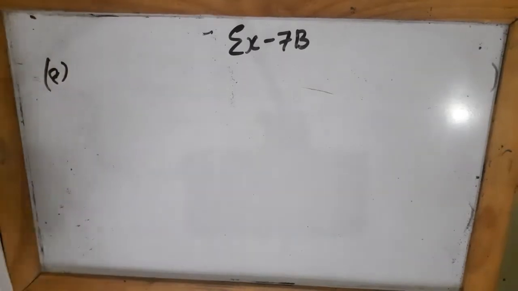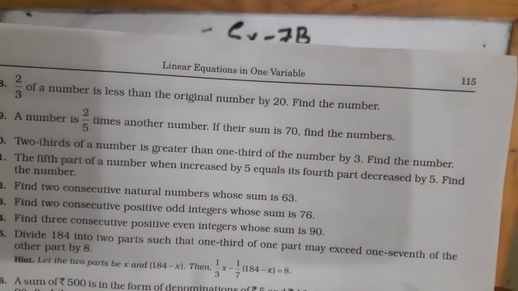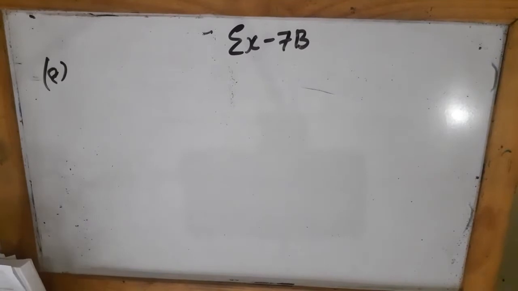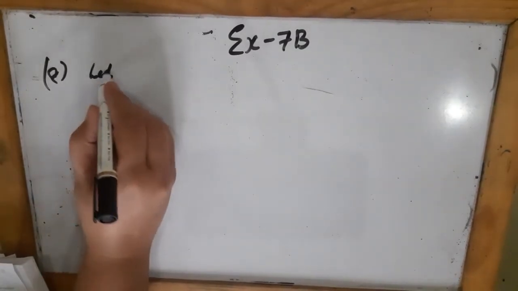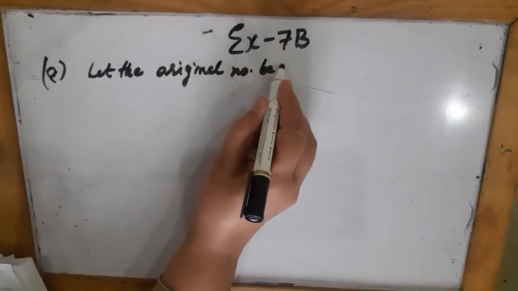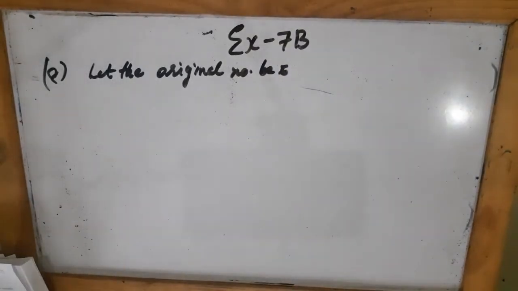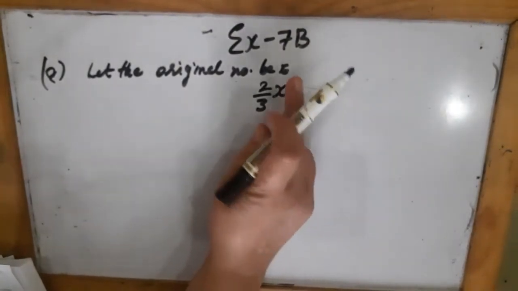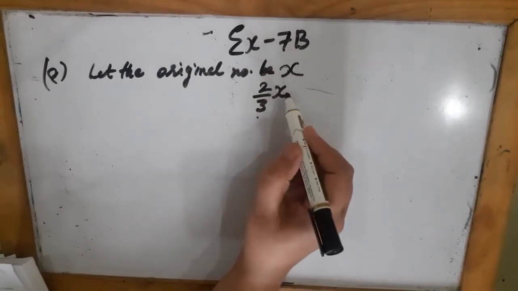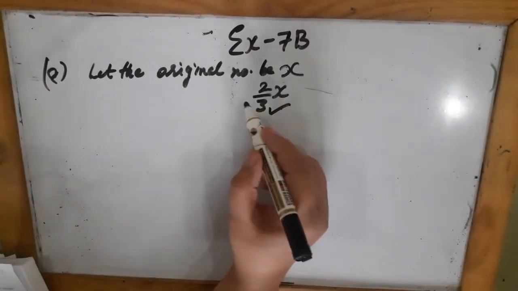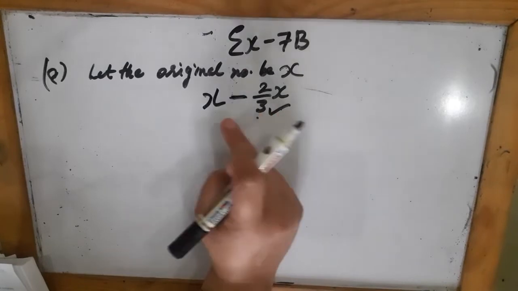Now come to the 8th question, which says 2/3 of a number is less than the original number by 20. Find the number. So they are saying 2/3 of a number is less than the original number. So I'll say let the original number be x. Now they are saying 2/3 of the number, so they have used 2/3 of a number. So the second number will be 2/3 of x. So they are saying 2/3 of a number is less than the original number. ये जो नंबर है ये ओरिजिनल नंबर से कम है, is less than, so this x will come in front.